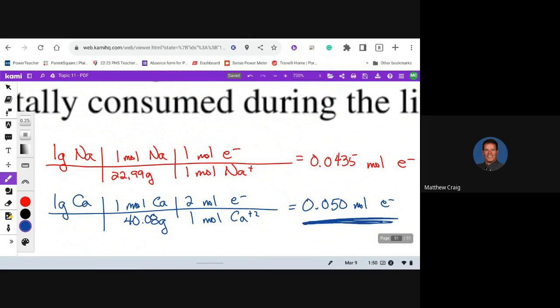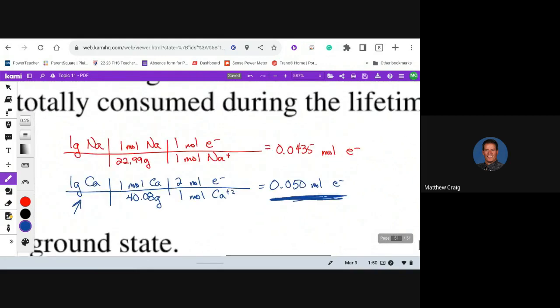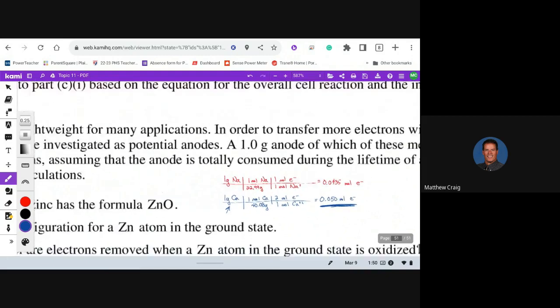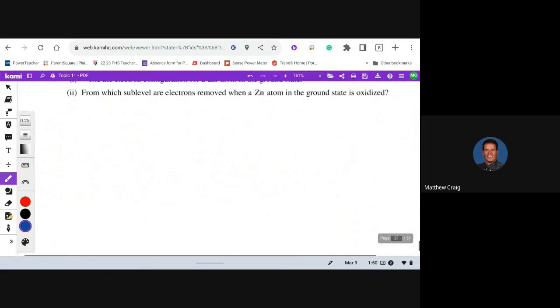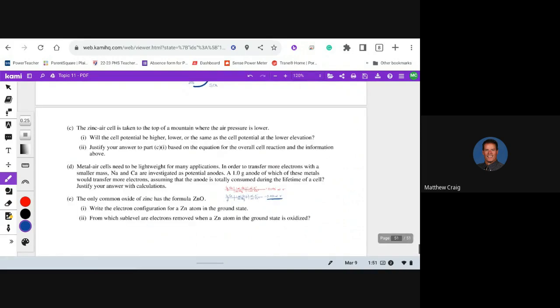We're making more electrons with a smaller mass, or the same amount of mass. Okay. So the higher the number of electrons, that's the one we want. So more problems. We like problem solving. That's good. Math. Where did we go? Here we go.